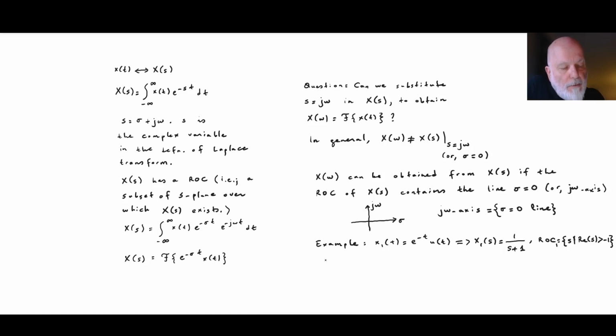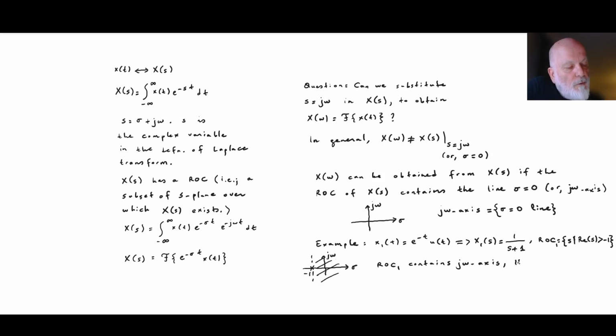The region of convergence: here we see that we have a pole at minus 1 on the horizontal axis, and the region of convergence is to the right of this pole. So ROC1 contains the j omega axis.